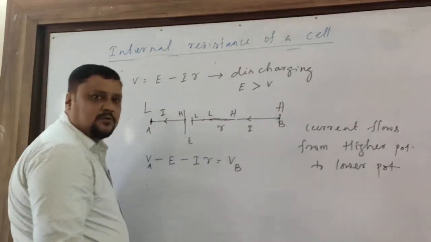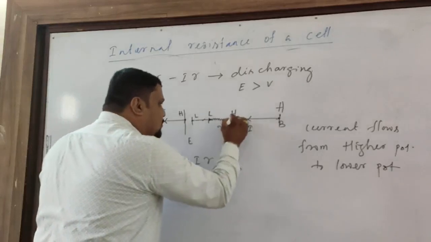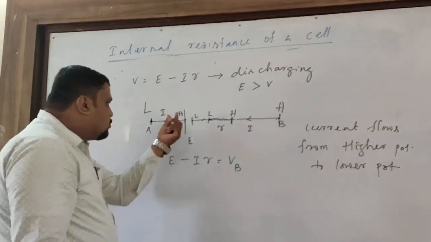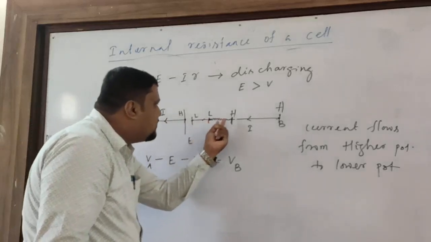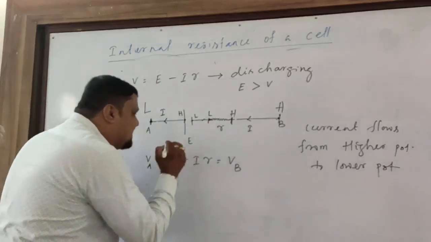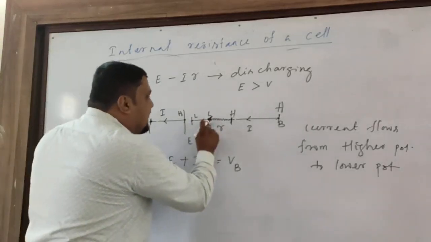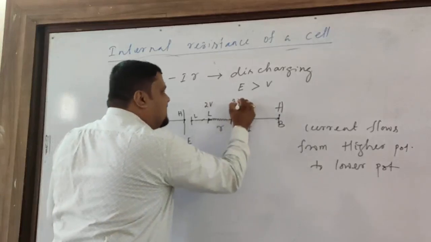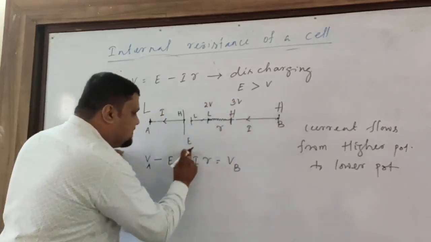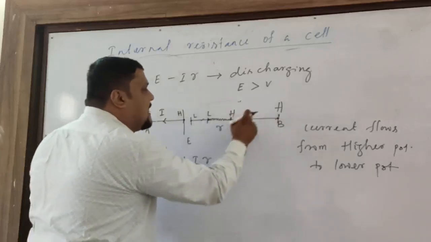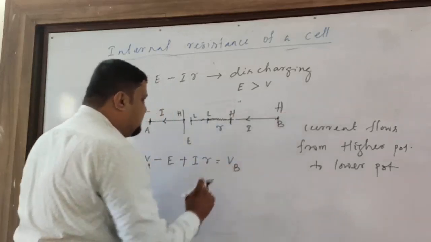Now I am moving from what to what? From a lower potential to a higher potential through the internal resistance. Through this internal resistance, I am moving from lower to higher, which means my potential change is what? Plus. I am here at a lower potential, suppose it is 2 volt, and it is a higher potential, 3 volt. It is increasing, so increasing means plus. Then I will reach the lower potential back, then I will go to the point B.